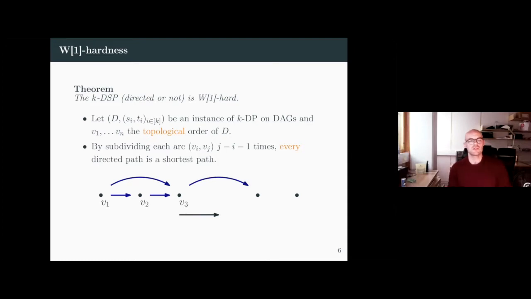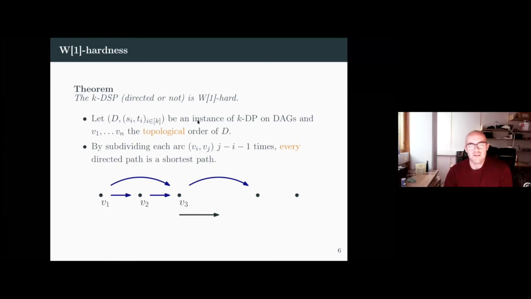But yeah, so what's the proof? Well, you start with your favorite instance of disjoint paths on a directed acyclic graph, D and a set of s_i, t_i. And then you look at the topological order of this graph D. When you have an acyclic graph, we have a topological order, which is an order of the vertices v1, ..., vn so that all the arcs go in the same direction. So here, for example, you have v1, v2, v3, and all the arcs go like this, from the vertex with the smallest index to the vertex with the largest index.